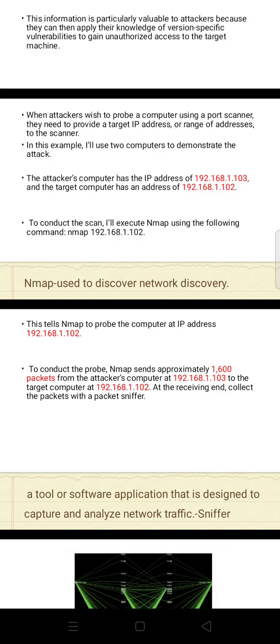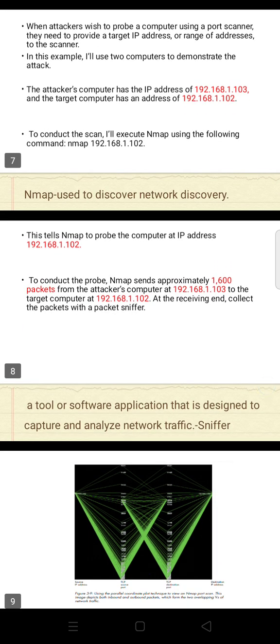Nmap can be mainly used for network discovery. This tells nmap to probe the computer at IP address 192.168.1.102. In order to perform that probe, nmap will send approximately 1600 packets from the attacker's computer at 192.168.1.103 to the target computer at address 192.168.1.102, and at the receiving end they will collect the packets with a packet sniffer.